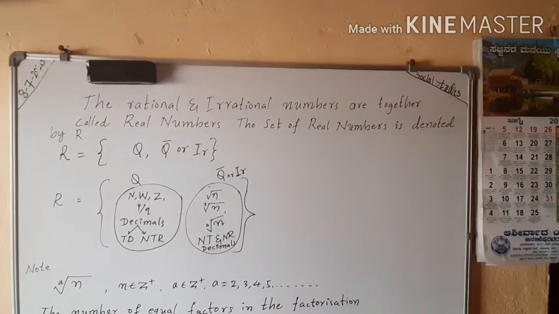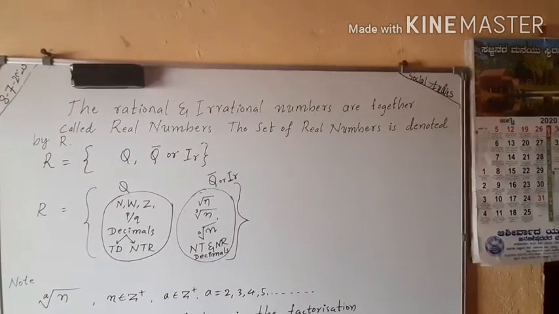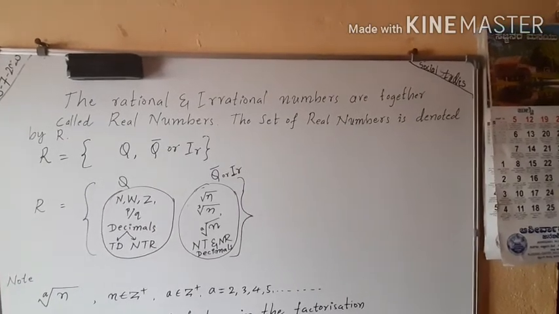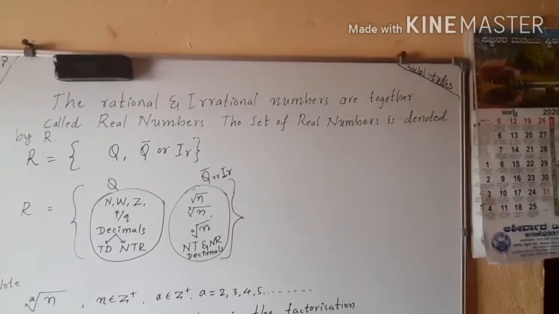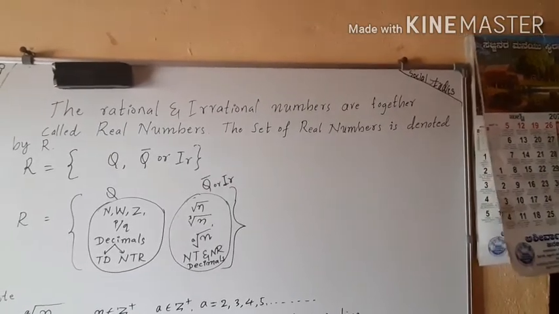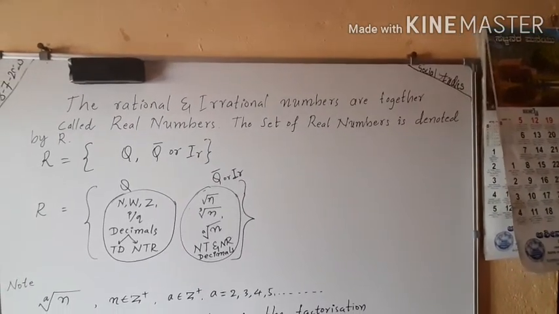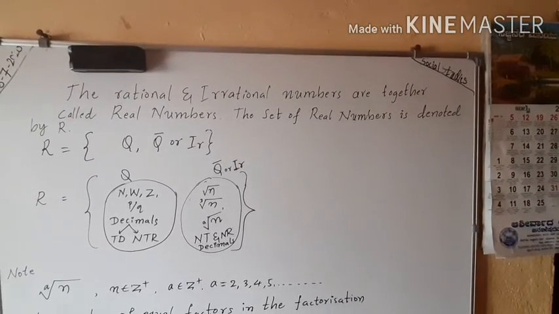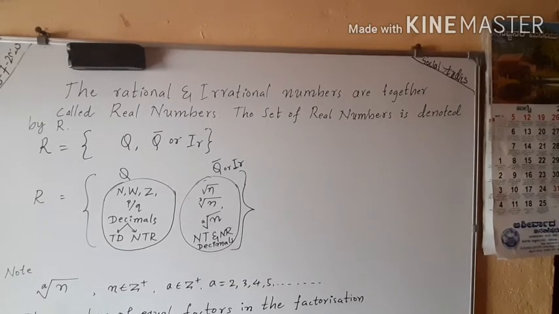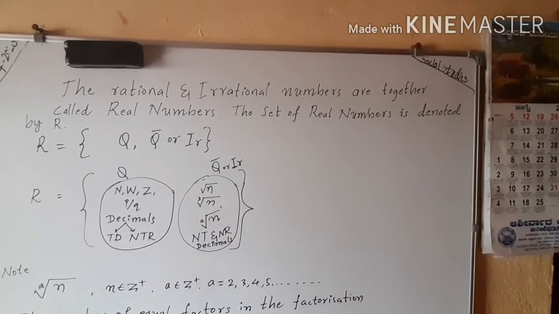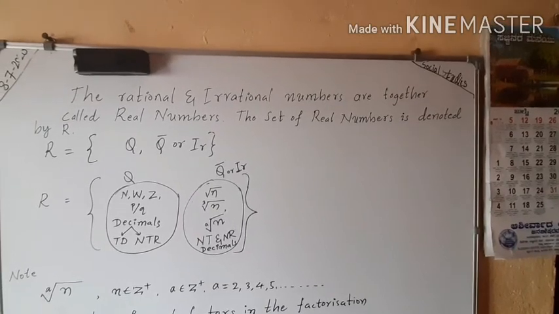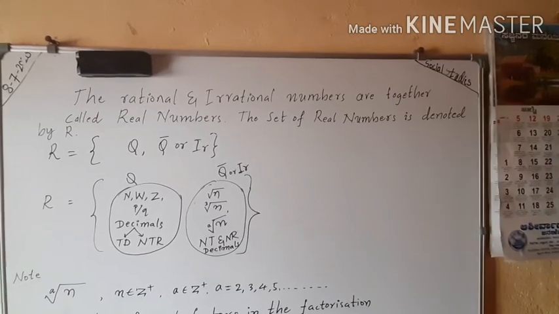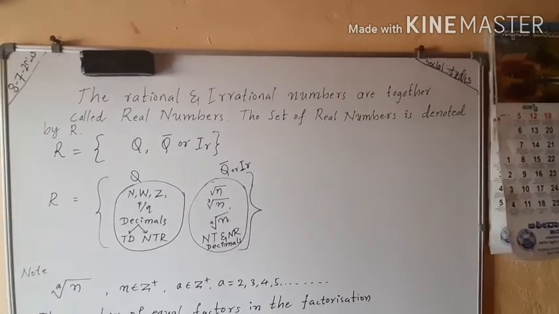Okay, look at the board, children. Here we have the definition and the representation of real numbers. The rational and irrational numbers are together called real numbers. The set of real numbers is denoted by R. So R is equal to, inside the flower bracket, Q comma Q bar or IR. Q stands for rational number, Q bar or IR stands for irrational number.